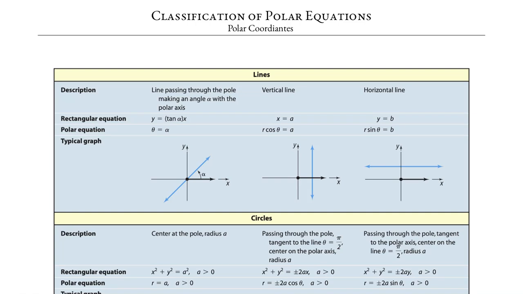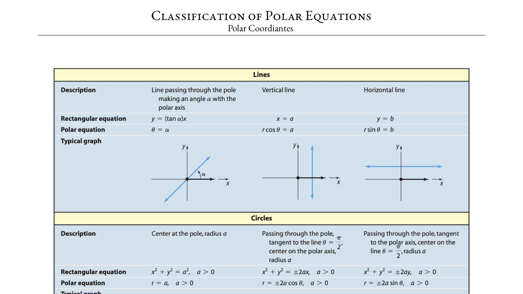Classification of polar equations. The following are some of the well-known equations in polar coordinates. In rectangular coordinates, the equation y equals tangent alpha times x, where tangent of alpha is y over x, the slope, represents the line that goes through the origin. In polar coordinates, the angle is alpha. The equation is theta equals alpha.